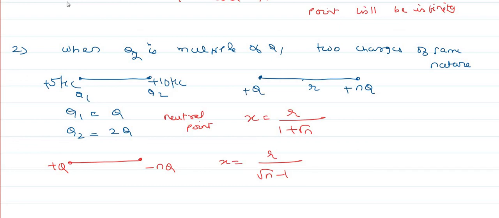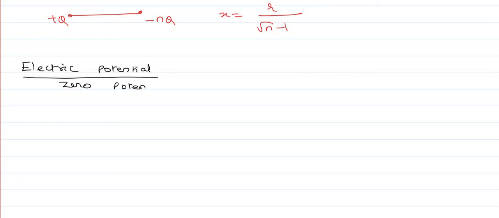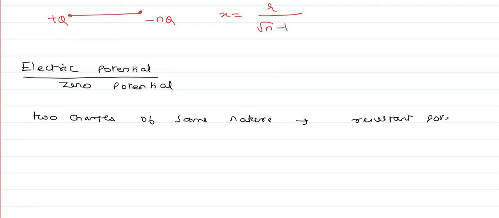Hope this is clear. So now we will move to the electric potential. See, when we talk about electric potential, it is very clear. Where will be the zero potential? When two charges of the same nature, the resultant potential cannot be zero on the line joining the two charges, right?